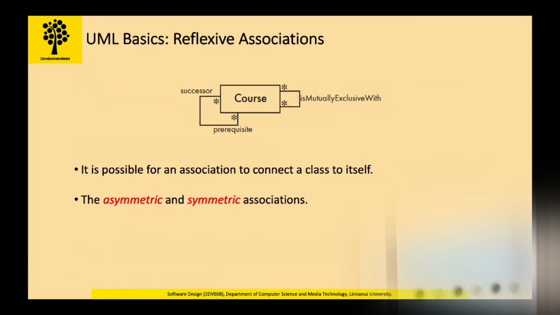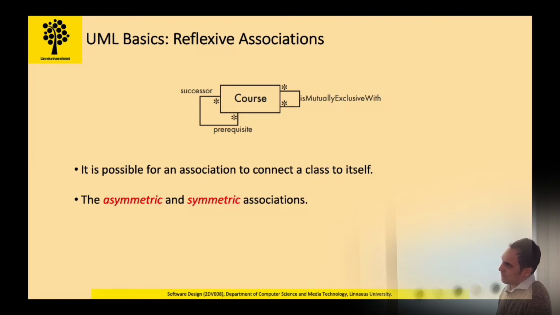Reflexive associations. Associations are not only between classes or between objects. They can also be within a class, or for a specific single object or single class. There are two types of reflexive associations: asymmetric and symmetric. In the asymmetric association, as you can see, it has different roles at each end, and the symmetric relationship only has one relation or one role.